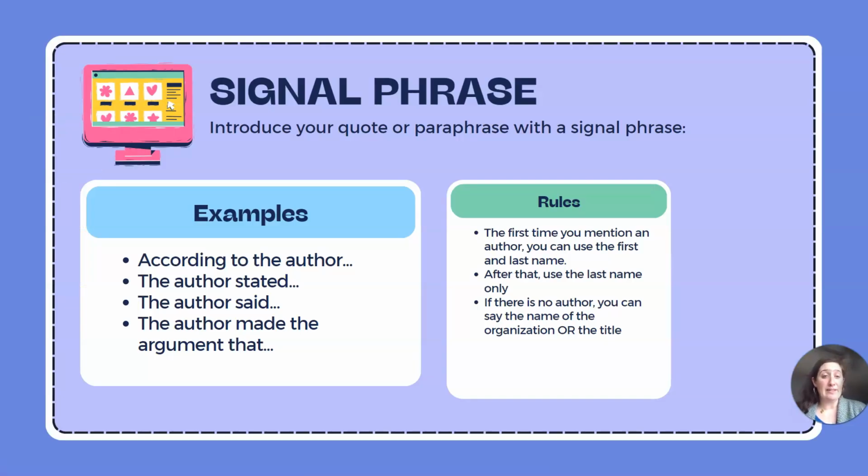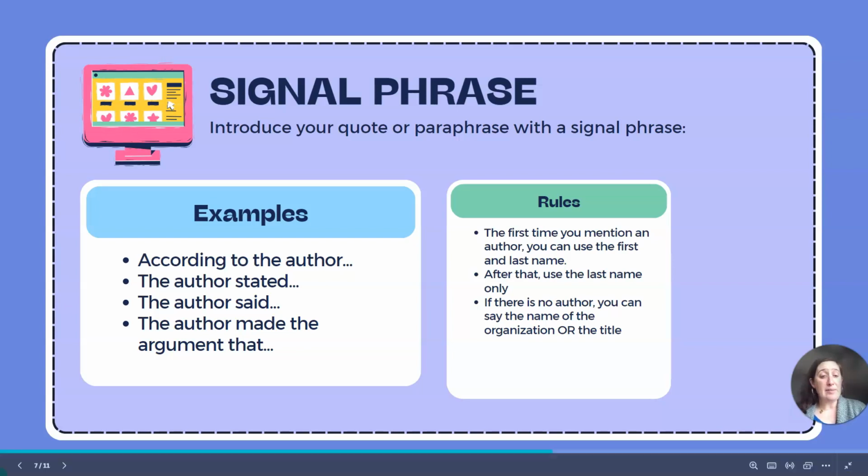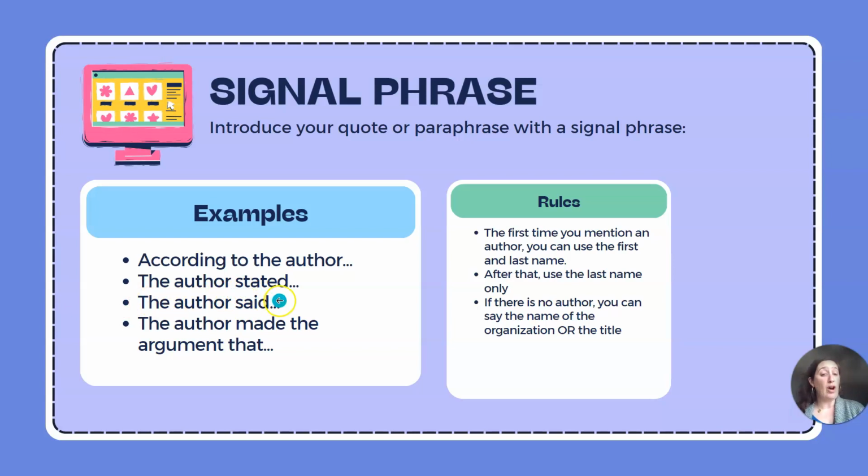Starting with a signal phrase. Every time that you have a quote or paraphrase, you must introduce your quote or paraphrase with a signal phrase. Here are some examples of signal phrases. According to the author, the author stated, the author said, or the author made the argument. Okay? These are just like a flag, a signal, a sign that shows us, okay, information from another source is coming. That means we don't just want to start our sentence with a quote. We want to always include one of these before a quote.